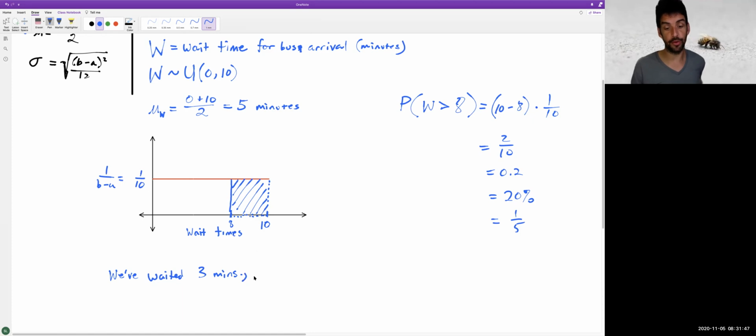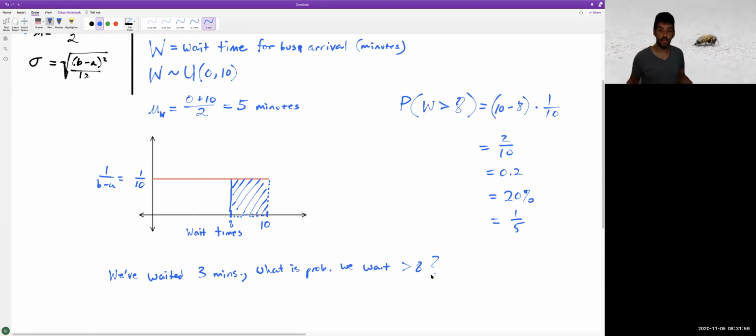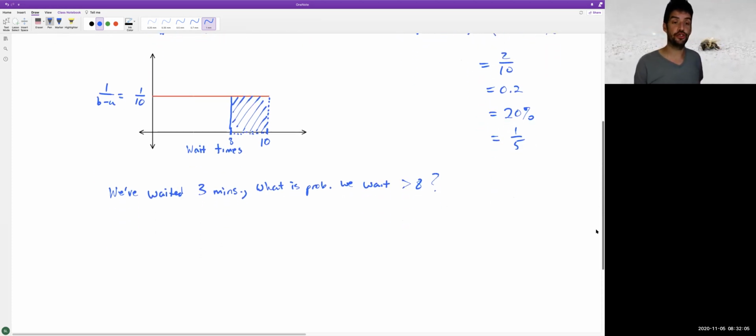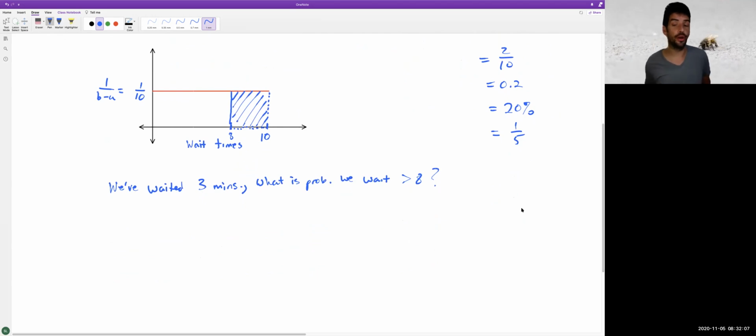We've already waited 3 minutes. What is the probability we wait more than 8? Okay, so we're asking kind of the same question, what's the probability we wait more than 8 minutes, but the situation has changed because we've already waited 3 minutes. Okay, so we're going to do this in 2 different ways.